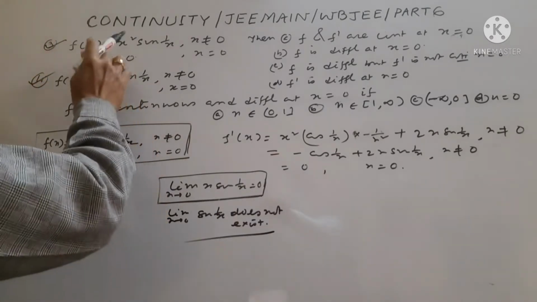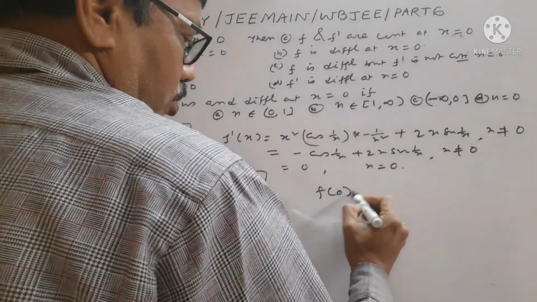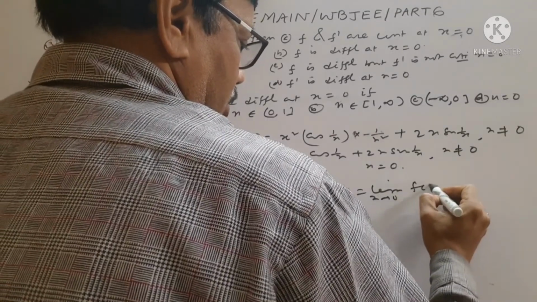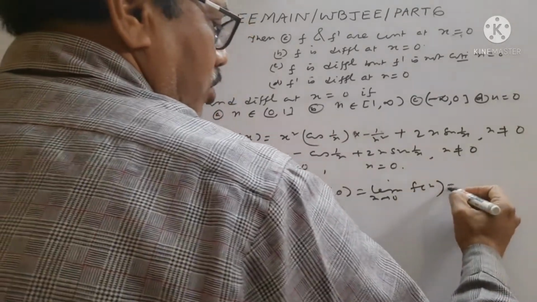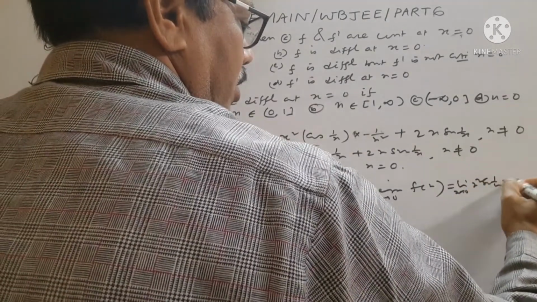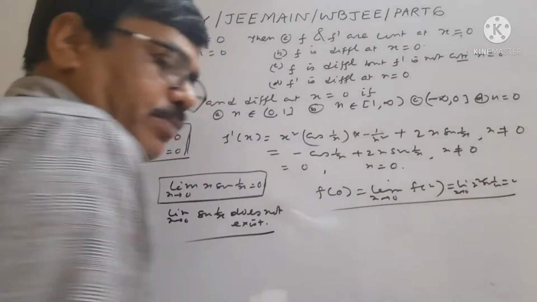f(x) = x² sin(1/x). So f(0) equals limit x tends to 0 of f(x), which equals limit x tends to 0 of x² sin(1/x), which is 0. So f is continuous at x = 0.